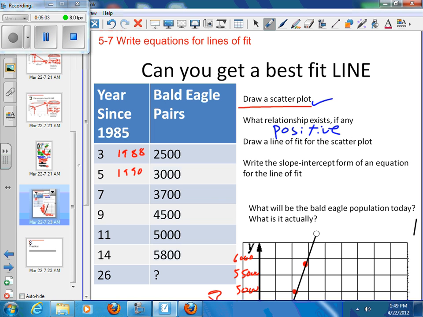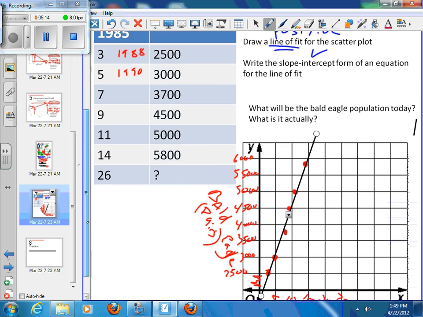I've drawn my scatter plot. I've drawn my line of best fit for my scatter plot. Right now we're working with linear data, so we are only dealing with lines. The next thing I want to do is write my equation in slope-intercept form.